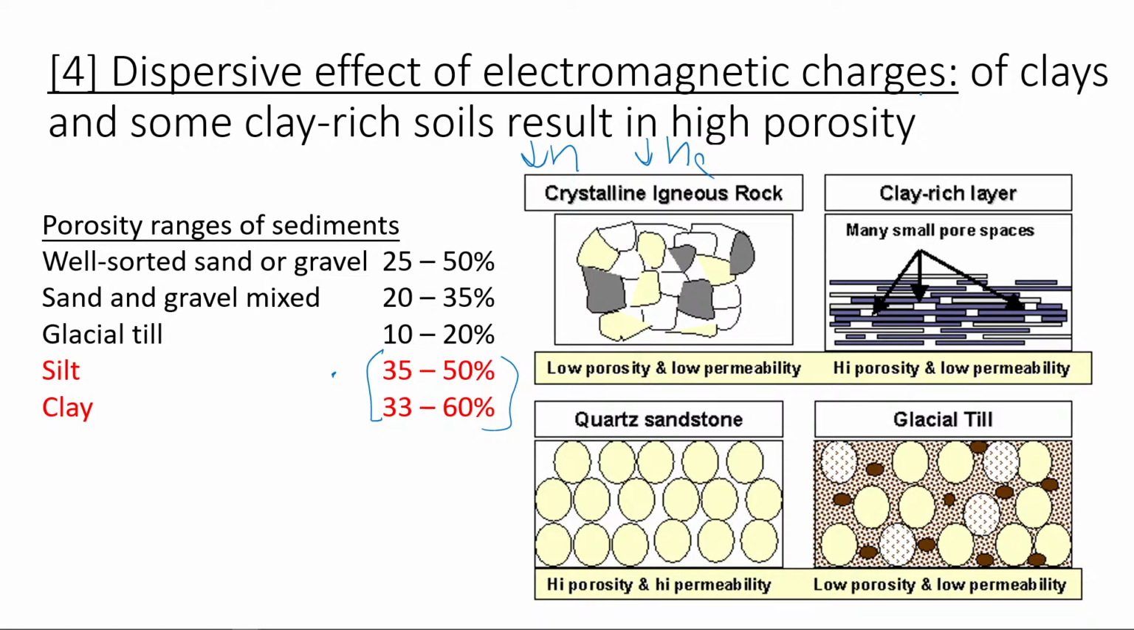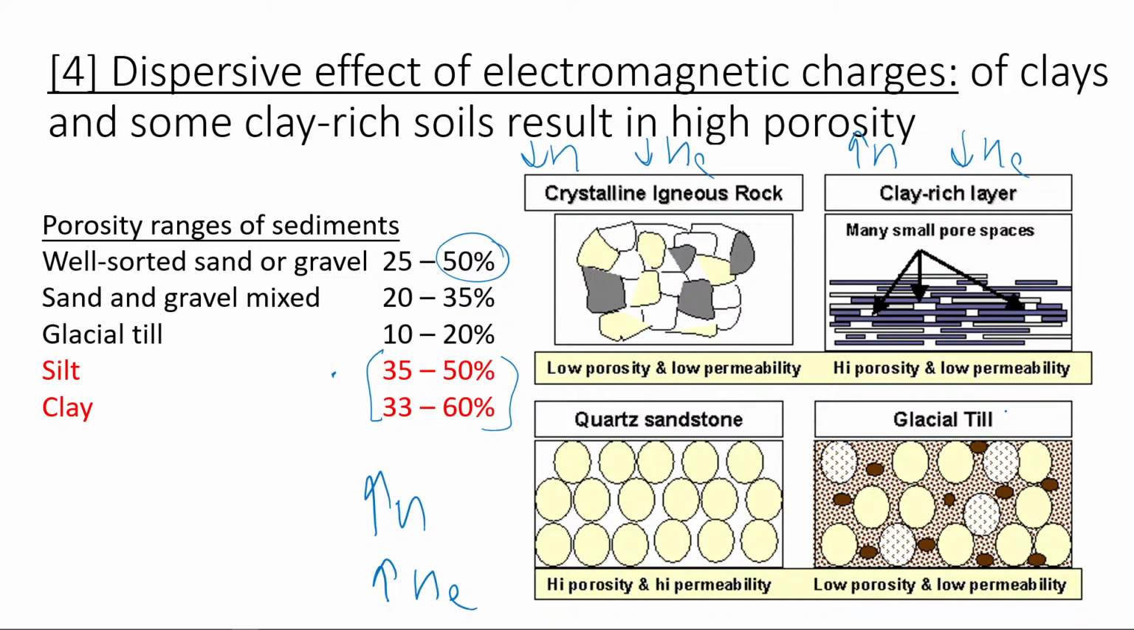How about dispersive electromagnetic charge? This one has a very high porosity but very low permeability, or effective porosity. It's not conductive. High porosity but low effective permeability. What about this quartz limestone? This will have high porosity, very high if it's well sorted sand, up to 50%. So this has high porosity and high effective porosity, or permeability. How about this guy?